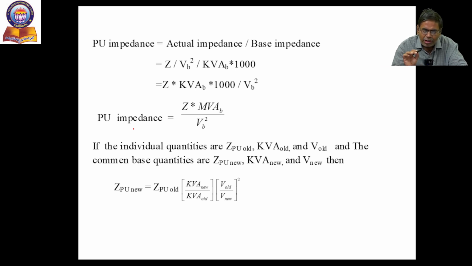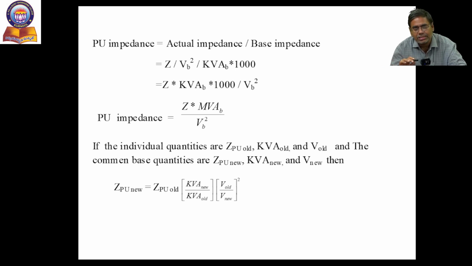If the individual quantities, that is the already existing quantities, are Z per unit old, kVA old and V old, and the common base quantities, that is the selected base quantities, are Z per unit new, kVA new and V new, then by using the relation Z per unit new is equal to Z per unit old, kVA new divided by kVA old, V old divided by V new whole square. That is a very important relation in case of power system analysis.